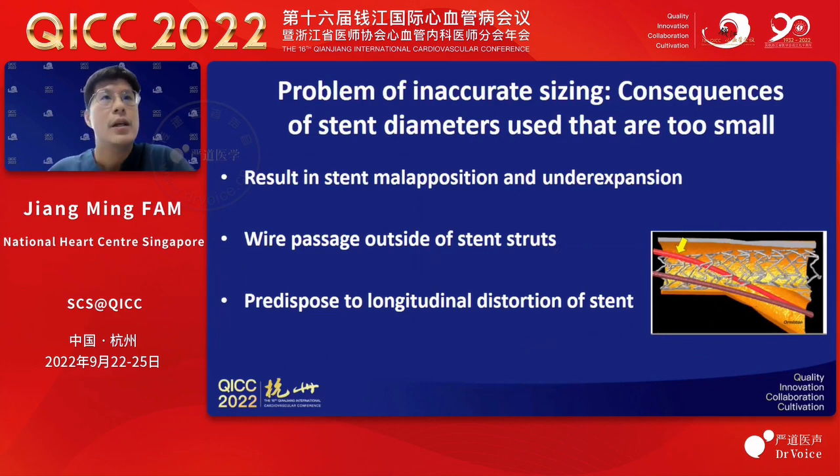Sometimes it is difficult to size a vessel such as the left main accurately based on an angiographic assessment due to a lack of proximal reference segment. In this case, the imaging can help overcome this limitation. Consequences of stent diameters used being too small include the fact that it may result in stent malposition or under expansion, or result in wire passage outside the stent and predispose to stent distortion.